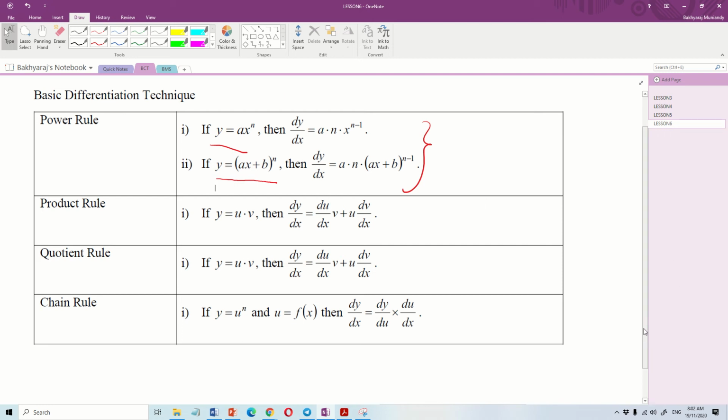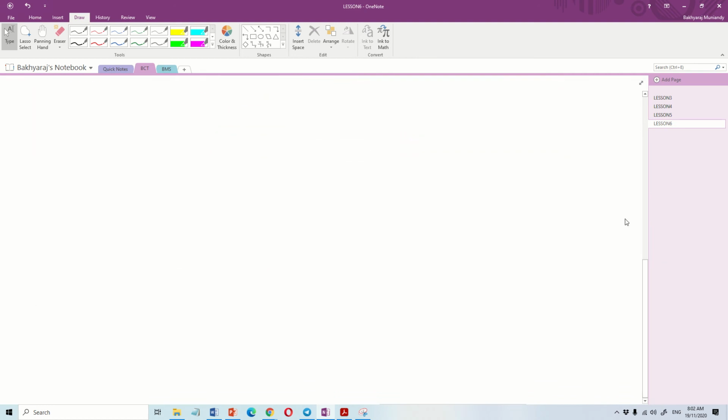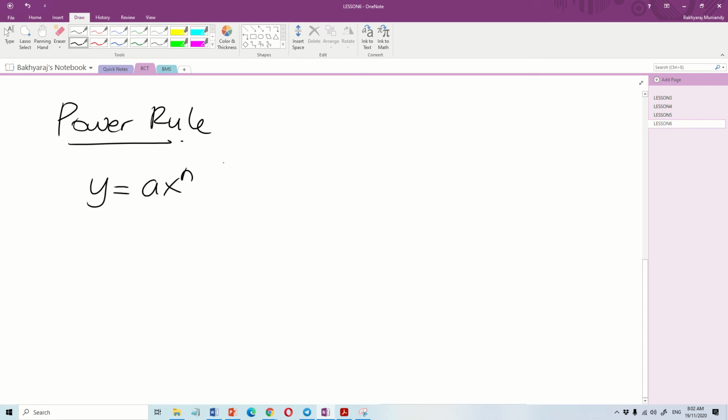First, what do you mean by power rule? Don't worry, nanti saya akan bagi nampak lagi besar. So first, what is the power rule? Let's say kita punya formula ialah y equals ax^n. Then we want to find the differentiation function. So kita nak tengok differentiation formula dia.